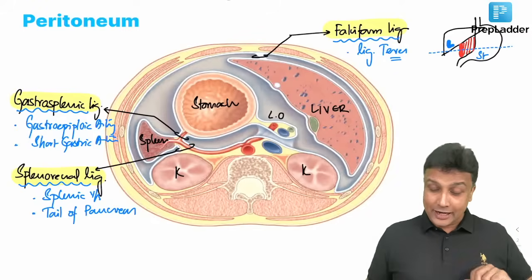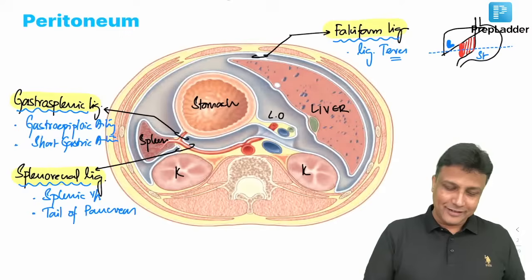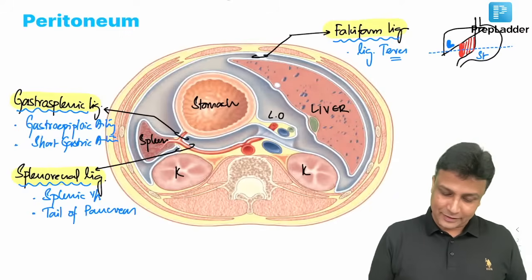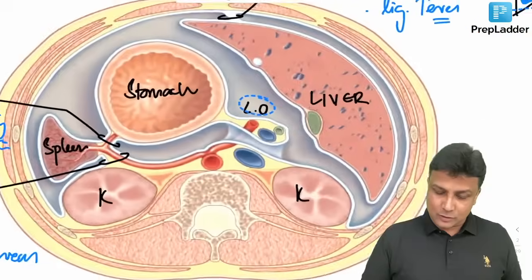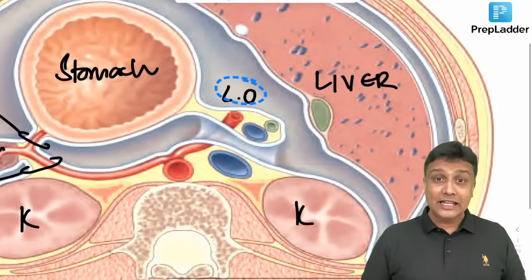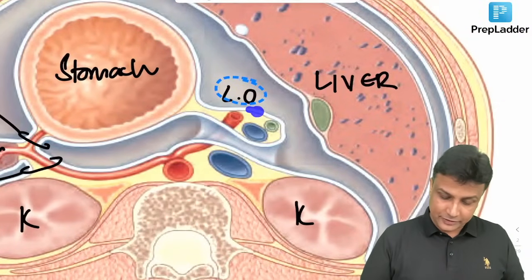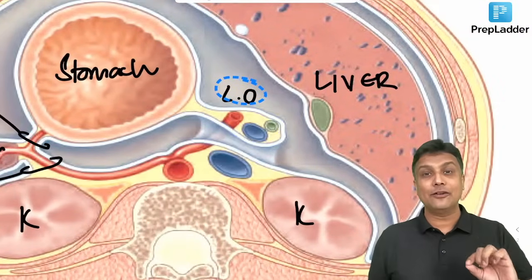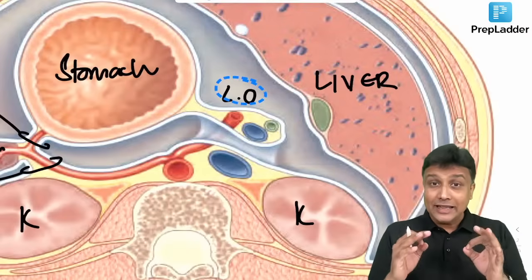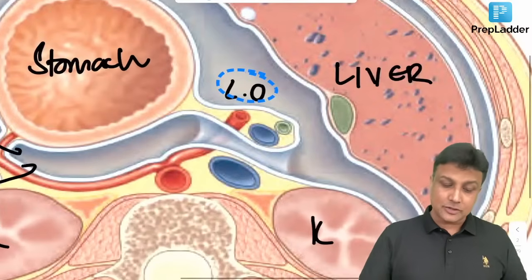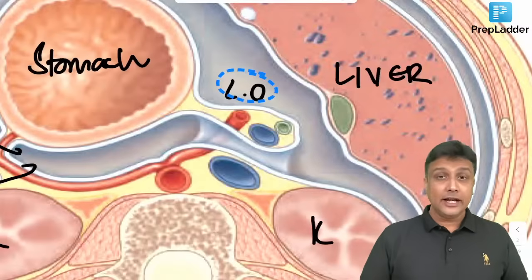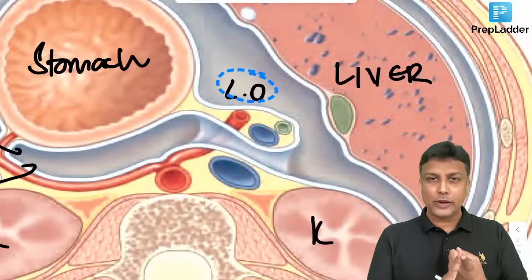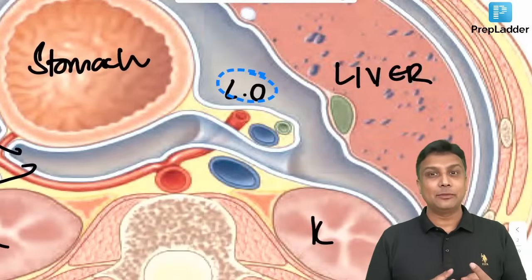Fine. Now comes the important thing, that is lesser omentum over here, my dear friends. Now, what is the content of this lesser omentum? Please look at this very carefully here. In the free margin of the lesser omentum, you have the portal triad. Now, in that portal triad, for your PG exams, you also have to remember the exact location of each and every structure, my dear friend. In the portal triad, we know very well there will be portal vein, proper hepatic artery, and a bile duct.